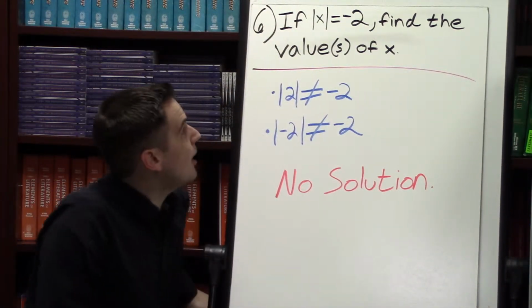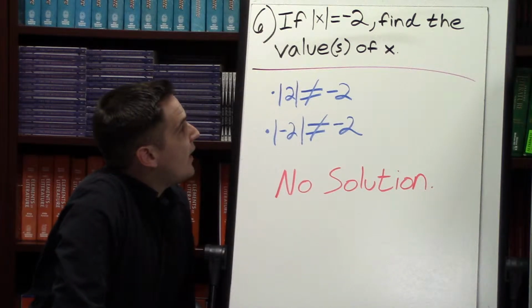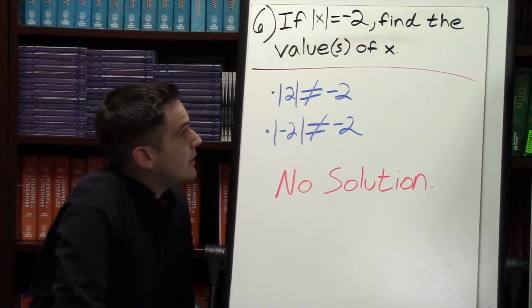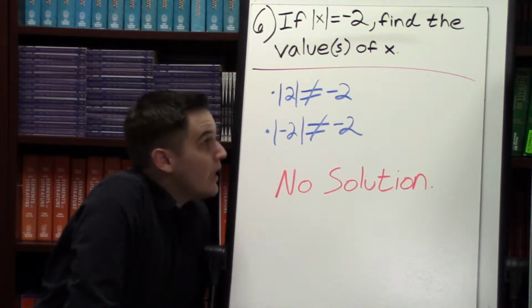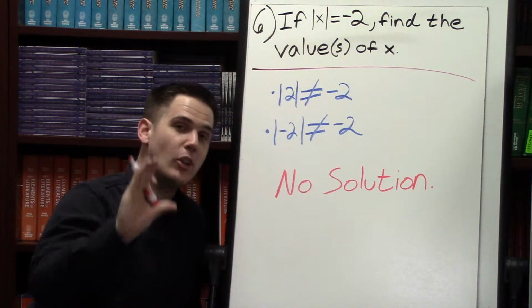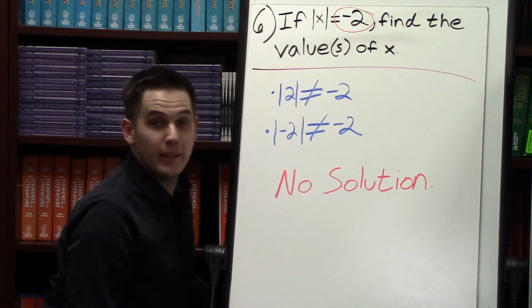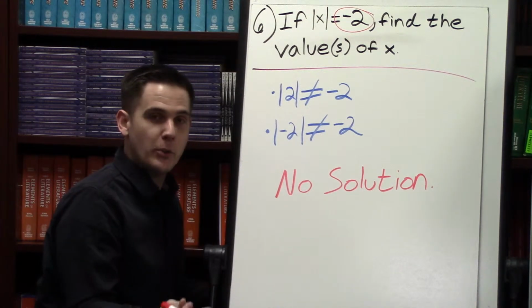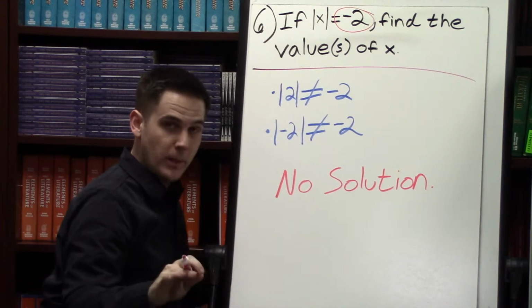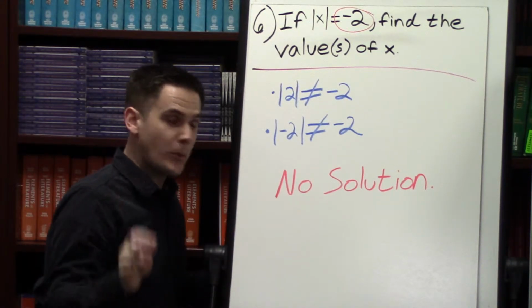Number 6, final problem. If the absolute value of x equals -2, find the values of x. This is a trick question. The absolute value will always result in a positive number. It cannot get a negative number. You just can't, because it washes away the negative. It throws away the negative, keeps it positive if it's already positive, but it throws away the negative.